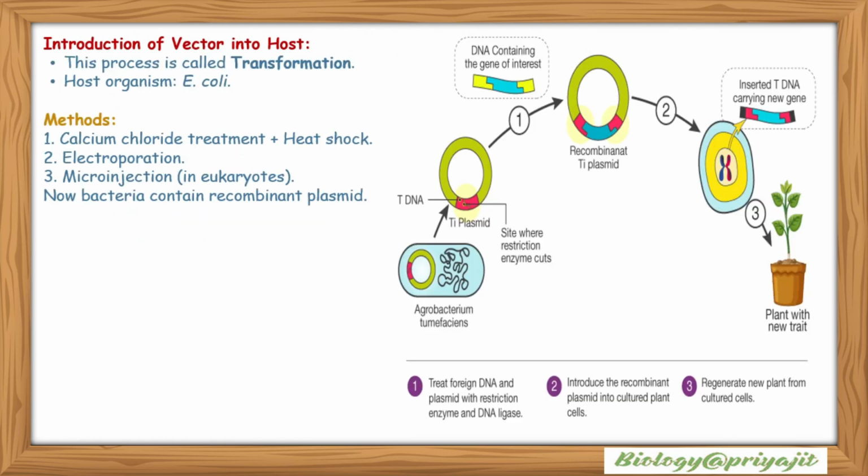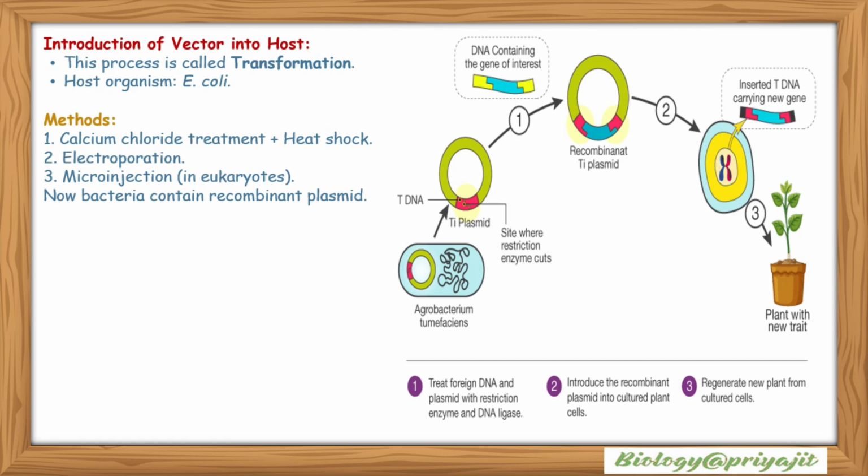So introduction of the vector recombinant DNA into the host cell. This process is called transformation. A host organism can be used as E. coli bacteria. So calcium chloride treatment increases the permeability of the bacterial cell, plus heat shock also increases the permeability of cell membrane. Electroporation and microinjection is performed in case of eukaryotes. Electroporation is done in prokaryotes.